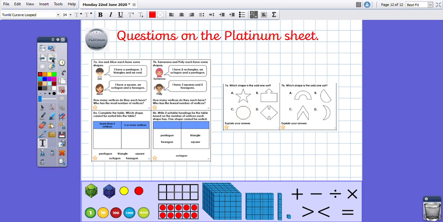So platinum, you need to answer the questions based on what the children are saying, complete the tables, and then tell me which shapes are the odd ones out in these 2 questions, but explain your answer.